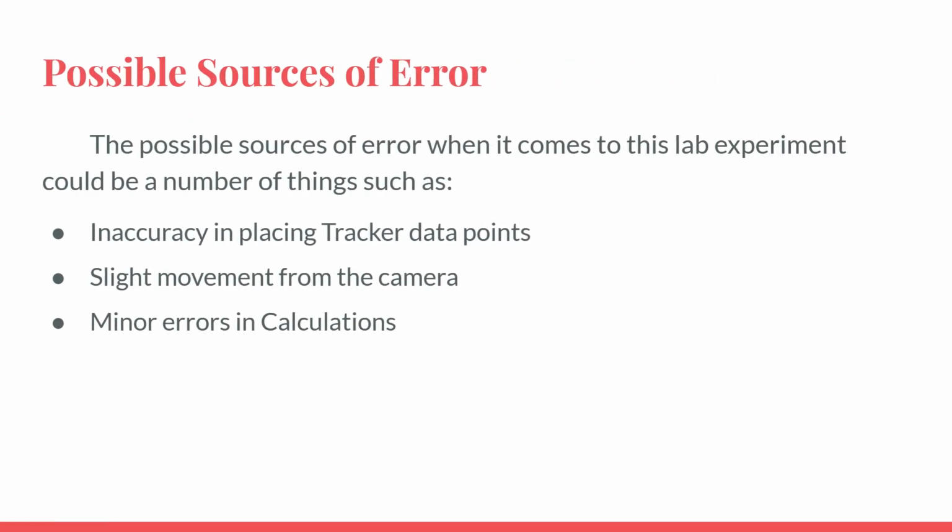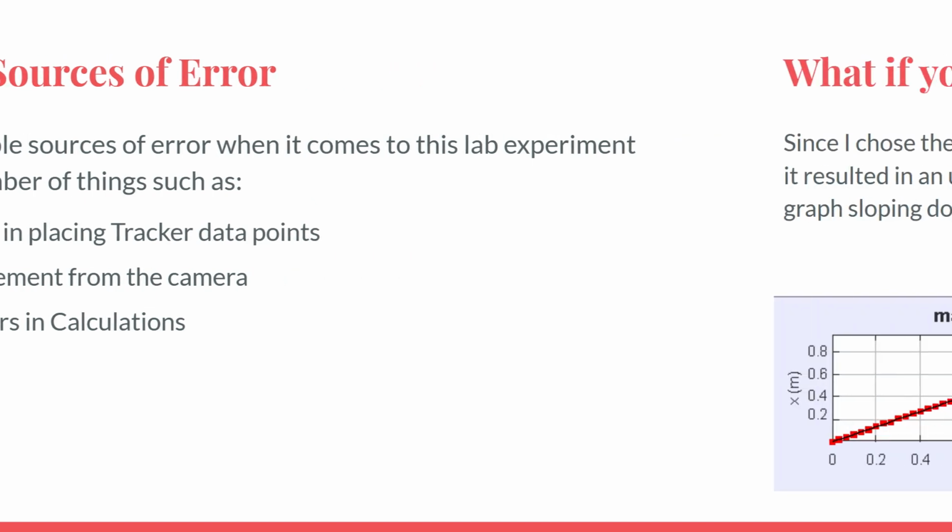Possible sources of error. The possible sources of error when it comes to this lab experiment could be a number of things, such as inaccuracy in placing Tracker data points since they had to be placed by hand, slight movement from the camera, and also minor errors in calculations.